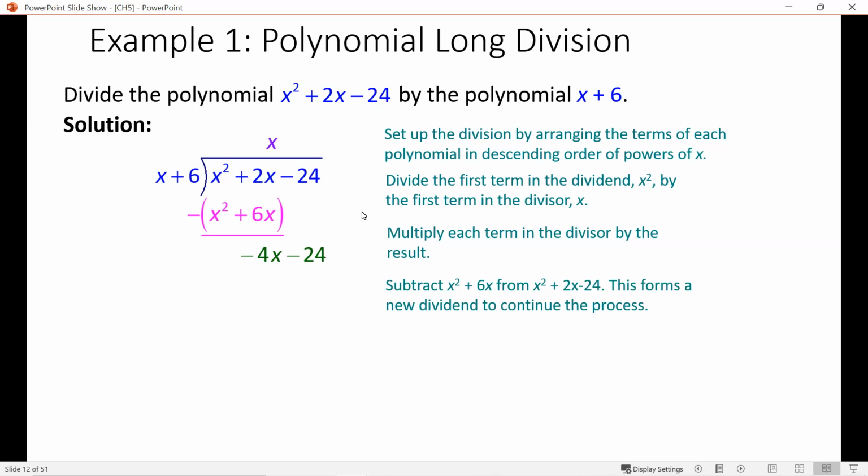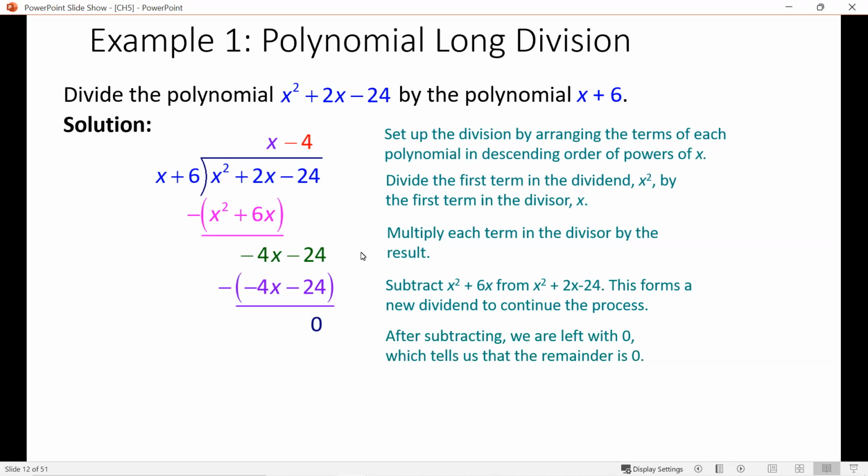And we end up with a negative 4x minus 24. Then we ask ourselves, how many times does x go into negative 4x? Well, it goes in negative 4 times. Then we do the negative 4 times the x plus 6, and we get negative 4x minus 24, and we subtract that to get that the remainder is 0. Because the remainder is 0, we know that x plus 6 is a factor of the polynomial x squared plus 2x minus 24.